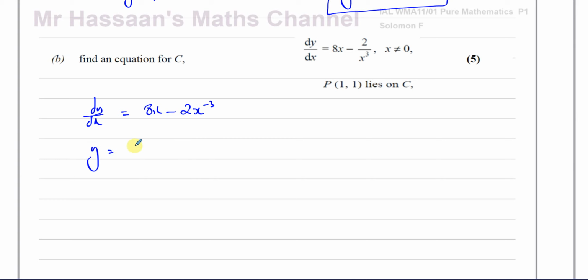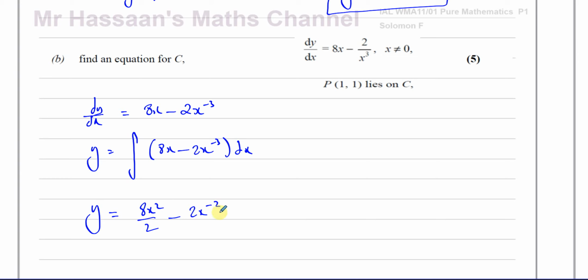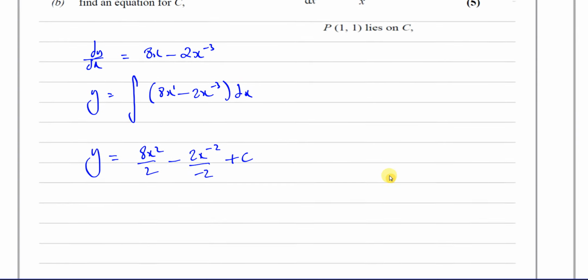So y is equal to the integral of 8x minus 2x to the power of negative 3 with respect to x. That will give us 8x squared over 2 minus 2x to the power of minus 2 over minus 2. We have to add 1 to the power and divide by the new power. So power 1 becomes 2, divided by 2. If you add 1 to negative 3, you get negative 2, divided by negative 2. And then don't forget the plus c. We're going to have to find what that c is in this question as well.